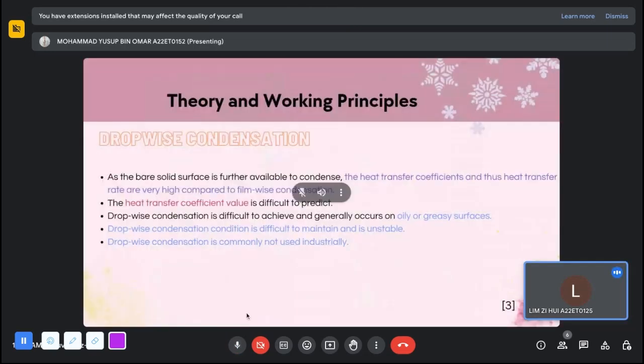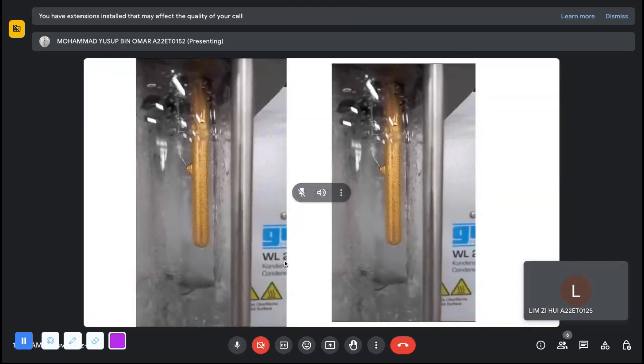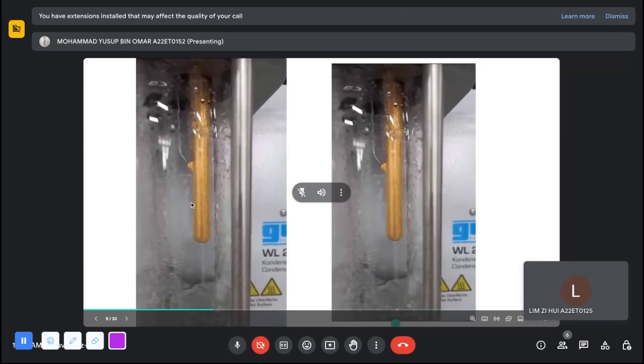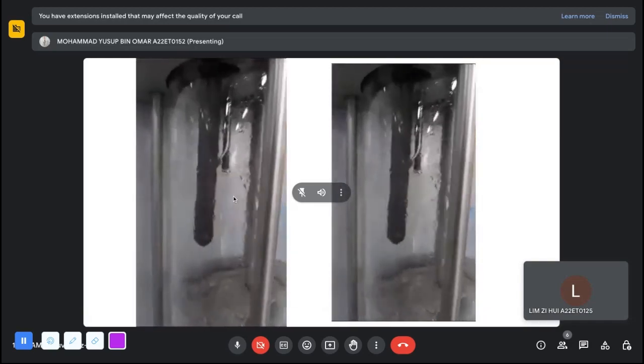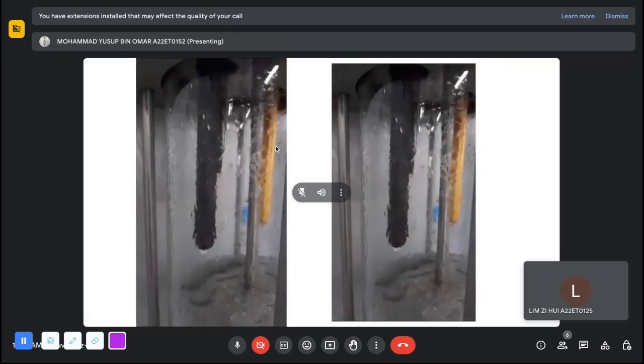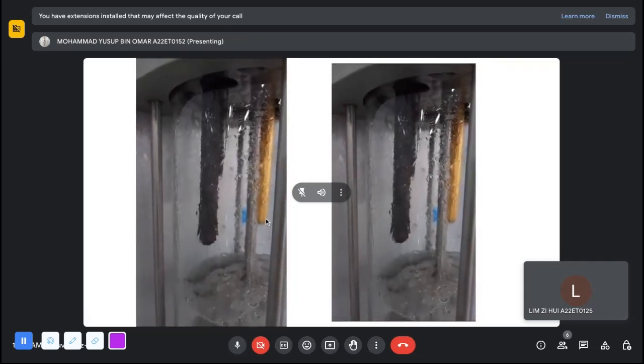So from the video, this one is the dropwise and this one is the film-wise. You can see that in the dropwise, the liquid drops very quickly. For the film-wise, the liquid wets the surface. Next.